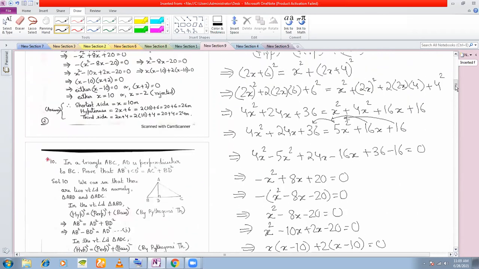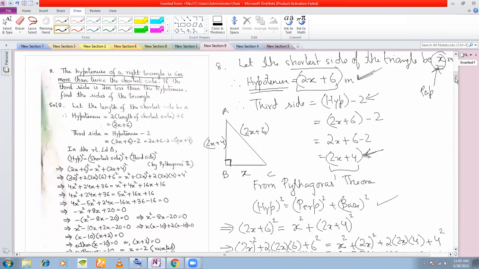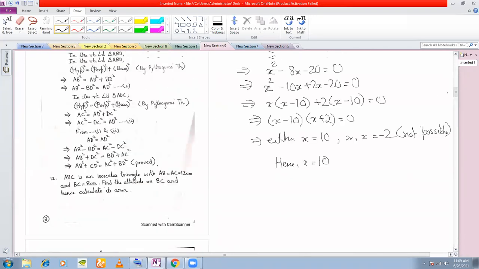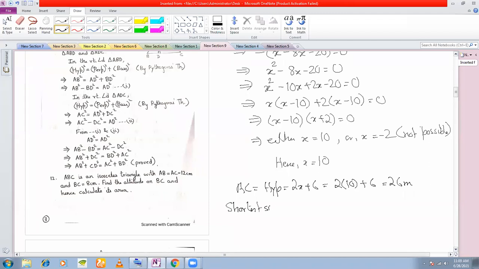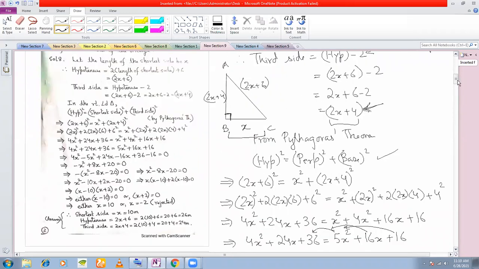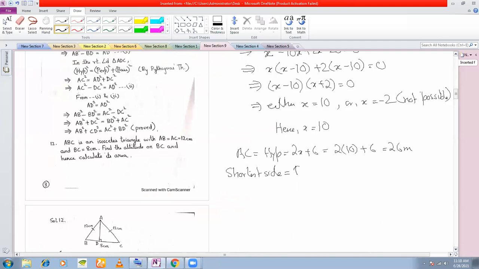And what is it that you have to find out here? You have to find out the sides of the triangle. So what are the sides? Hypotenuse is 2x plus 6. AC is the hypotenuse, so AC is equal to 2x plus 6, which is twice x plus 6, which is 26 meters, right? What is the other side, the shortest side? BC we had taken, which was x, which is 10 meters, right?